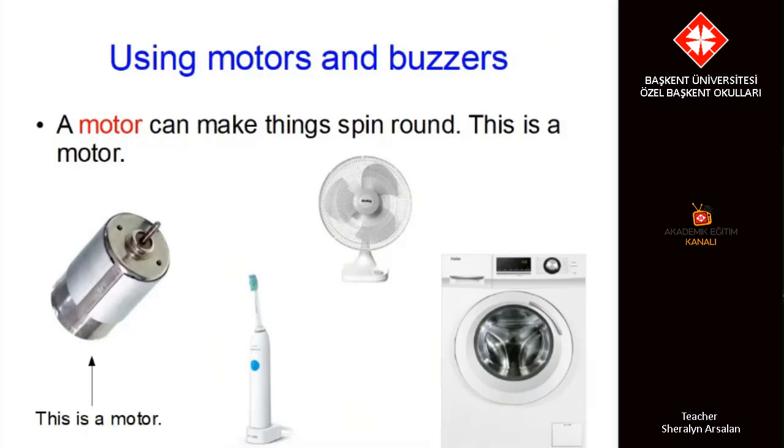Using motors and buzzers. A motor can make things spin around. This is a motor. Look at the pictures. This here is a motor. An electric toothbrush uses a motor. A fan uses a motor so the blades can spin around. A washing machine uses a motor to spin the clothes around.